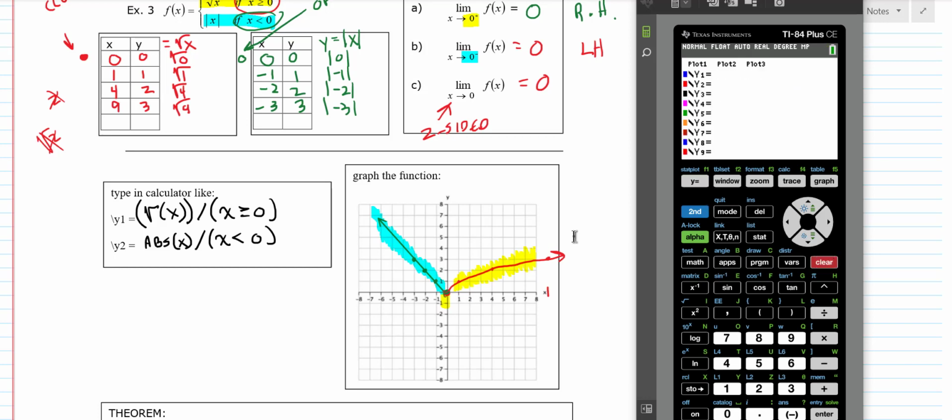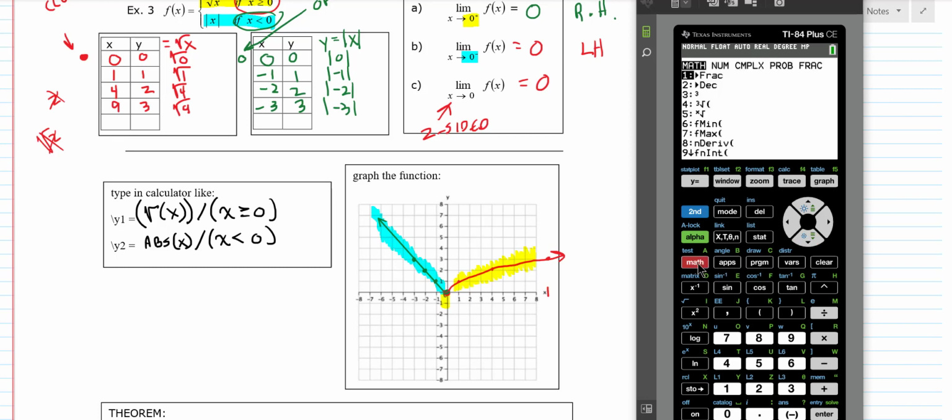I'll erase this. First thing I do is I just go square root of x, like that. Do division symbol, parenthesis, x, test. So go second math. And we're going to put in the greater than or equal to 0. And then that'll give you that graph.